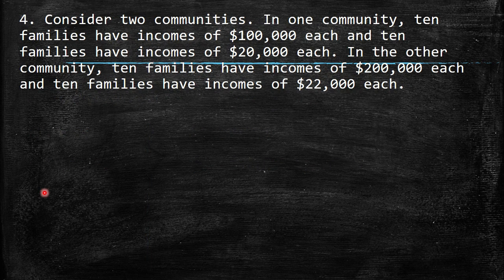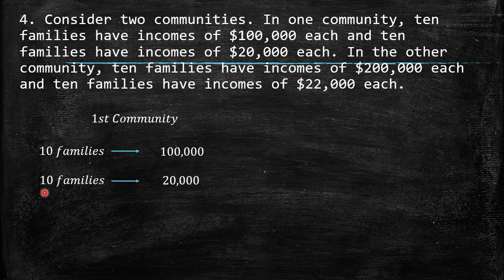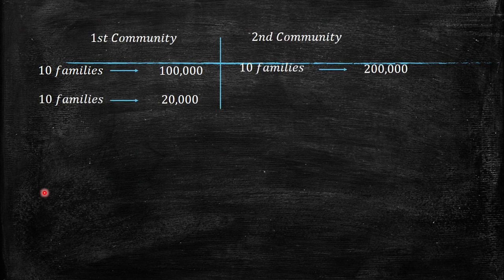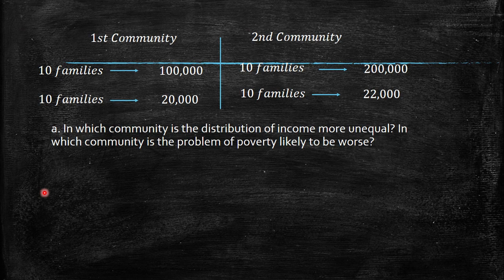The fourth and last one of this video says, consider two communities. In one community, 10 families have incomes of 100,000 each, and 10 families have incomes of 20,000 each. So this should be the case: 10 families at 100,000, 10 families at 20,000. This is the first community. In the other community, 10 families have incomes of 200,000 each, and 10 families have incomes of 22,000. Then it says, in which community is the distribution of income more unequal? In which community is the problem of poverty likely to be worse?